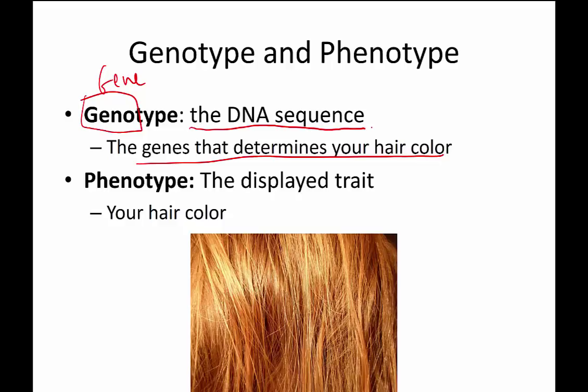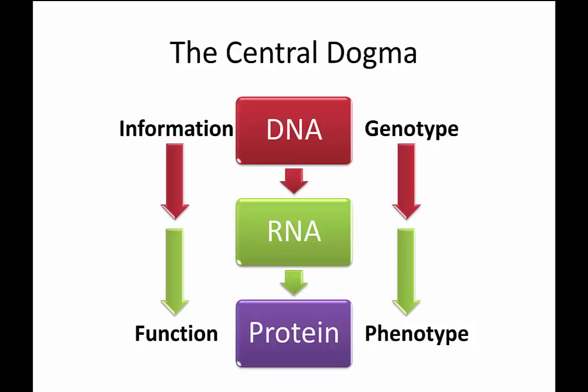The phenotype, though, is the displayed trait. So your hair color. Again, genotype is the DNA sequence, phenotype is the displayed trait, in this case, hair color. Again, a protein is really determining this. So proteins are playing a huge role in hair color. And throughout this course, you're going to learn about a lot of the roles proteins play in phenotype. Remember, proteins determine the function, and here the function is determining hair color or pigmenting your hair. So again, genotype is the DNA sequence, and phenotype is the trait that's displayed. Both the function and your phenotype are determined by proteins.